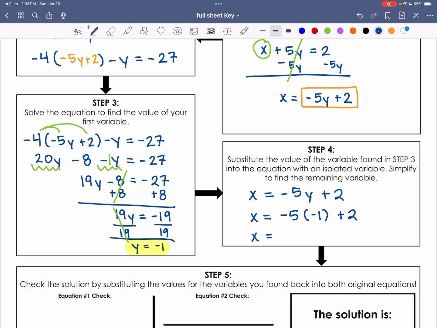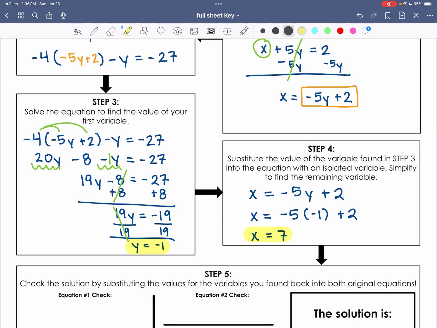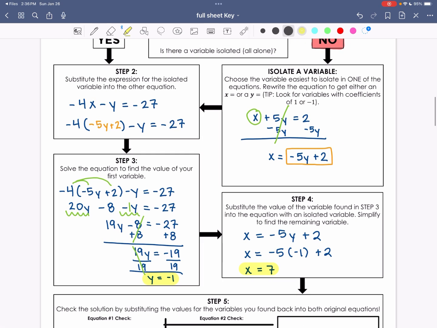So you can either use your calculator or multiply this in your head, but negative 5 times negative 1 would become positive 5 plus 2 more gives us x equals 7. So at this point, I feel pretty confident that 7 comma negative 1 is our final answer, but it's always best practice to check our work and make sure we didn't make any mistakes, because zooming out, you can see we did a lot of work to get here, and it's always possible that a small mistake was made along the way. Checking our work just allows us to find any mistakes and go back and fix it.